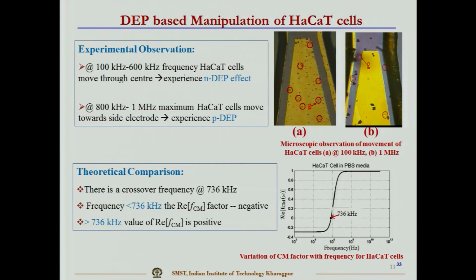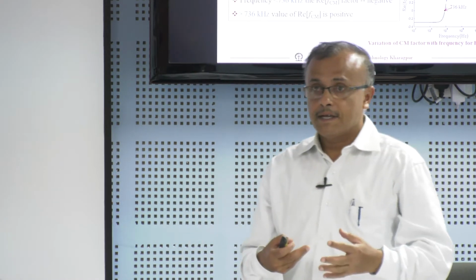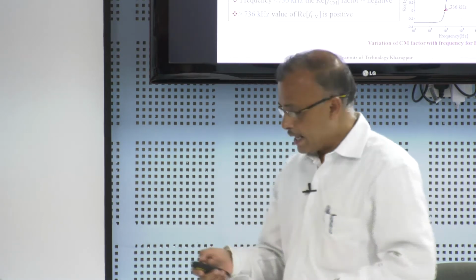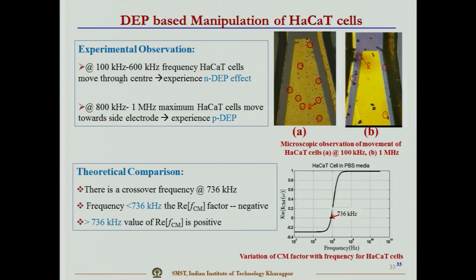Next we have started with the HaCaT cell. HaCaT is a standard epithelial cell, and we have cultured it, mixed it with the media at some particular concentration, and flowed it through this. We have observed that in the 100 kilohertz to 600 kilohertz frequency range, HaCaT cells experience a negative DEP. Negative DEP means it is flowing along this central line, there is no deviation, it comes inside the channel and goes straight towards the outlet.